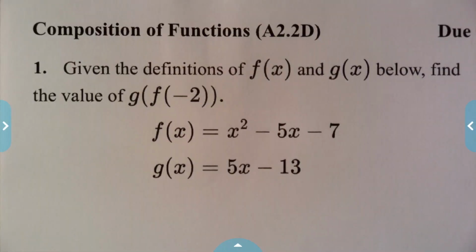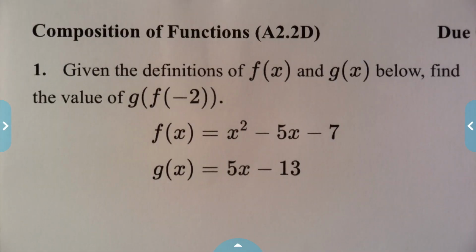All right, so here we are with the composition of functions paper, and we're first given the definitions of functions f of x and g of x in number one, and we're asked to evaluate g of f of x at a specific integer value, in this case -2.